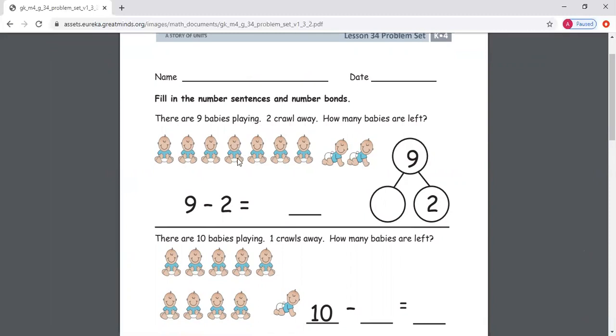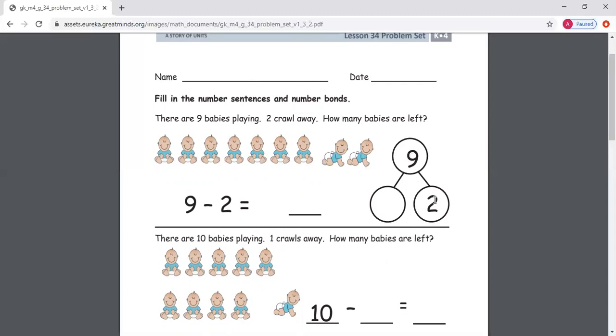Okay, so I had my 9 babies playing. 2 over here are crawling away. That means, remember in our problems, that means take away. So we would be taking away these 2 that are crawling away. There are 9 babies playing, 2 crawl away. How many babies are left? Please tell me what we need to do to answer this problem. Good, we need to figure out how many were left.